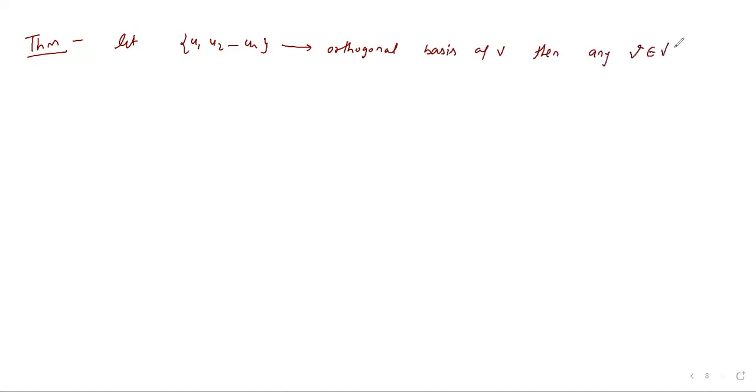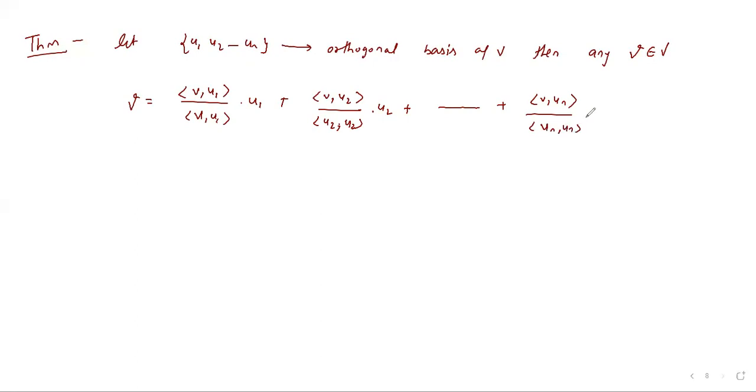From this there is a theorem which arises. Let u1, u2 to un be an orthogonal basis of V. Then any vector v which belongs to this vector space can be written as a linear combination of these orthogonal basis vectors by the help of (v comma u1 upon u1 comma u1) into u1, plus (v comma u2 upon u2 comma u2) into u2, going on to (v comma un upon un comma un) into un.